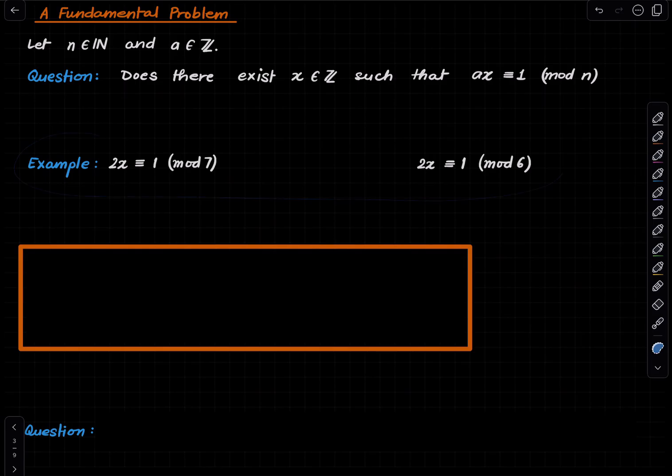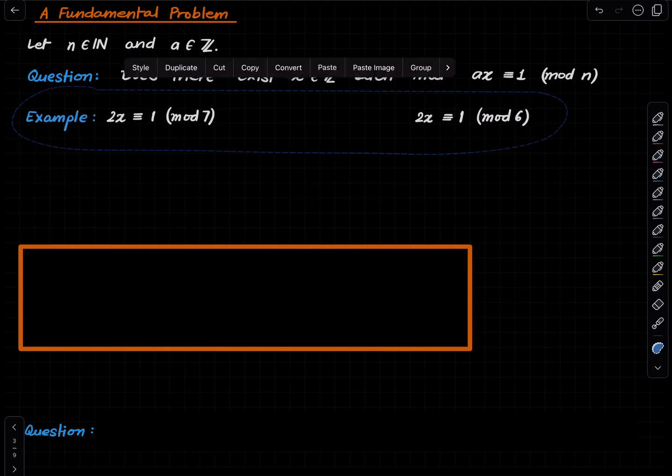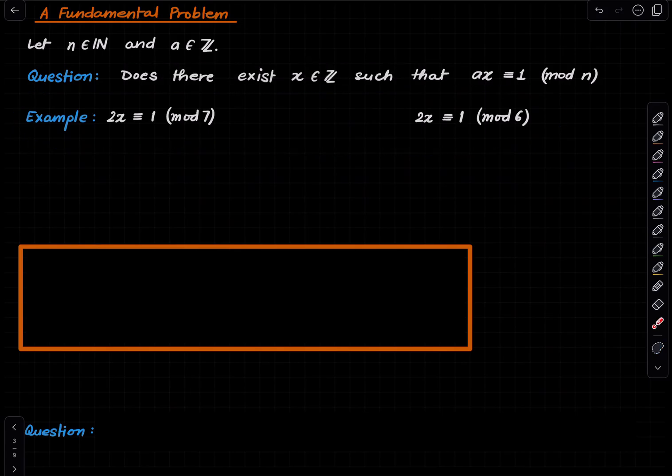So, in the first case, can we find an integer x which satisfies this? Well, clearly we can, because you can just substitute x equals, I don't know, x equals what? 4. x equals 4 works. So this one has a solution.